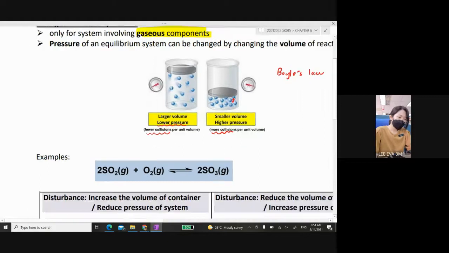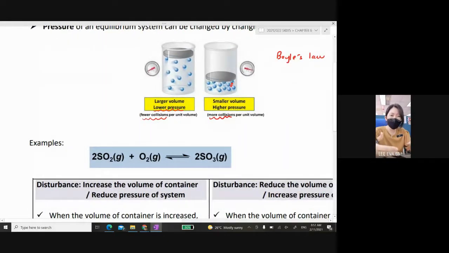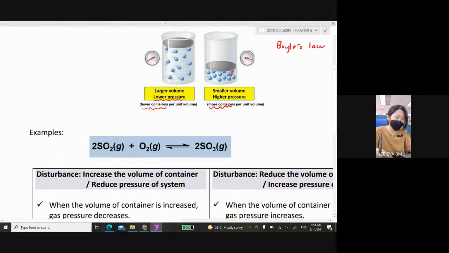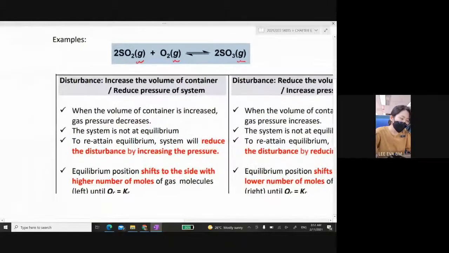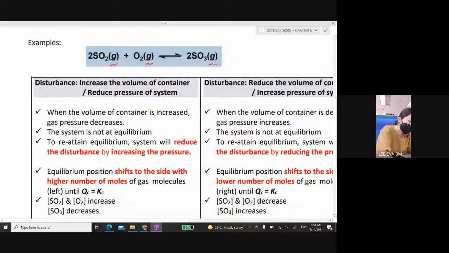Now we want to see how changing the pressure or volume affects the equilibrium position. We use this example: SO2, O2, SO3. All species are in the gaseous state. We look at the first column first. The disturbance says that if I increase the volume of the container, you need to link straight away to the pressure. So increasing volume means you are reducing the pressure of the overall system. According to Boyle's law, volume increases, pressure decreases.